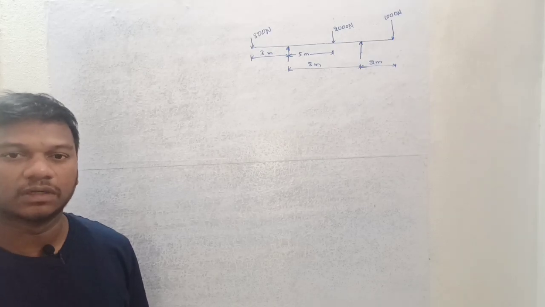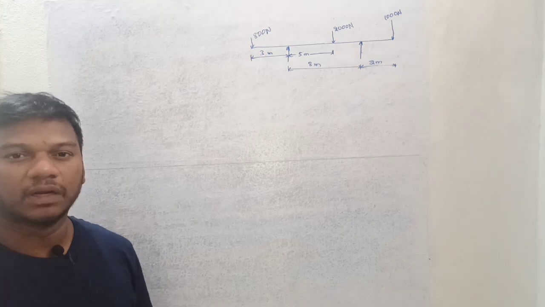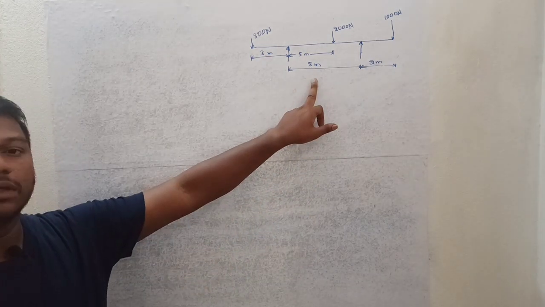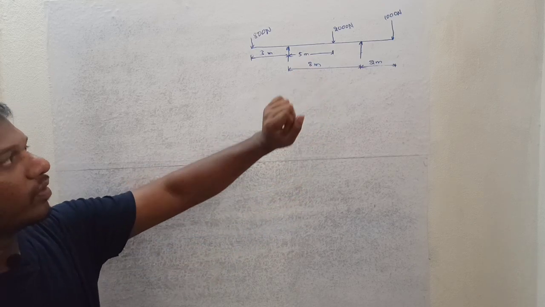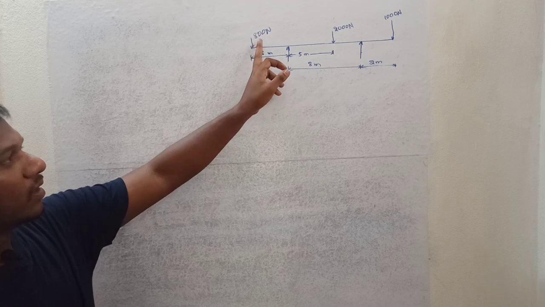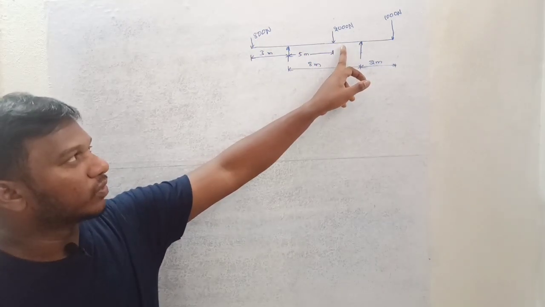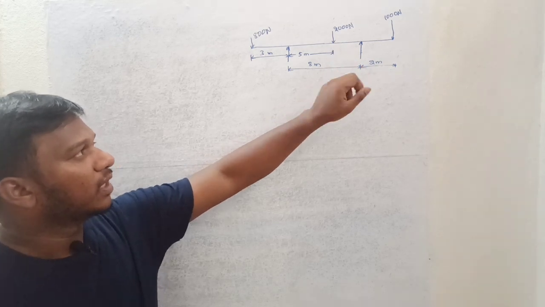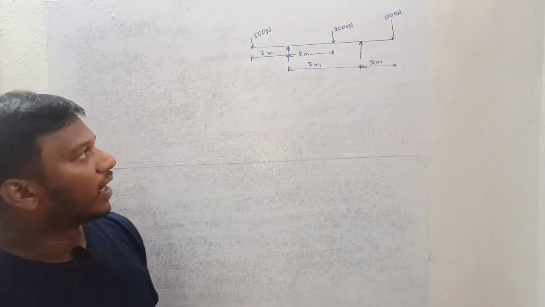Hello viewers, now I am going to draw the shear force and bending moment for this given overhanging beam. This is an overhanging beam carrying three point loads. 800 newtons is one point load, 2000 newtons is another point load, and 1000 newtons is also a point load acting.